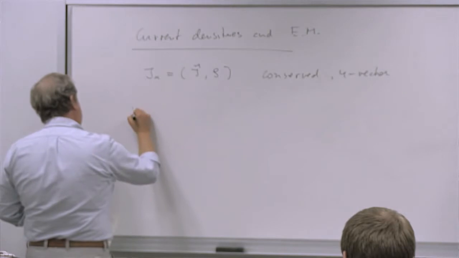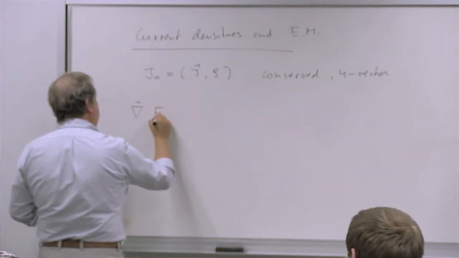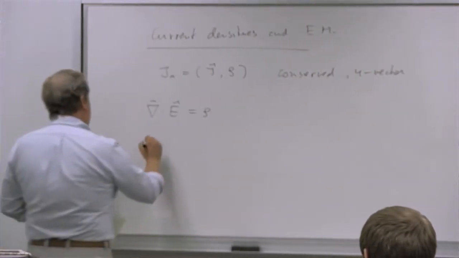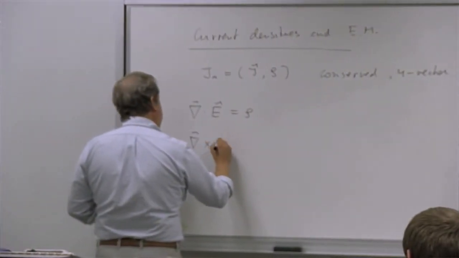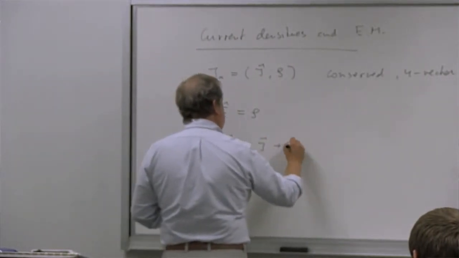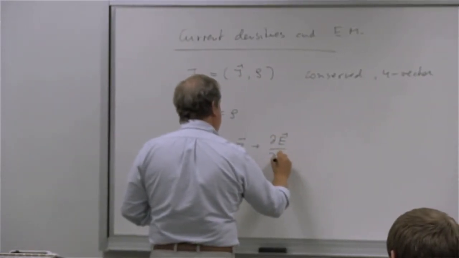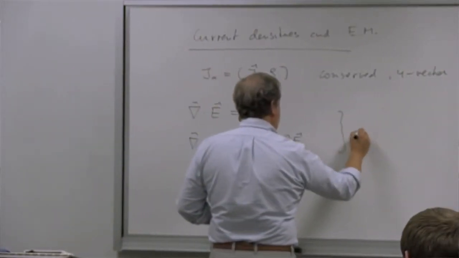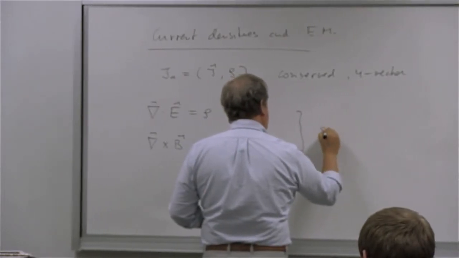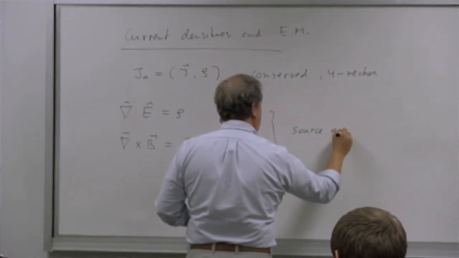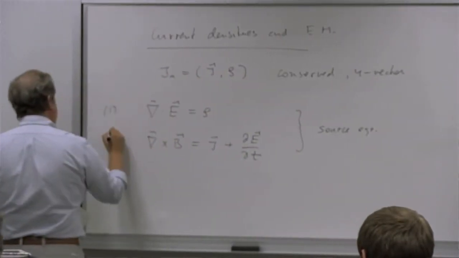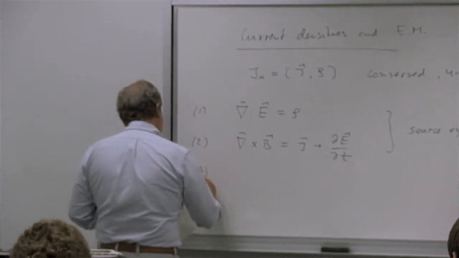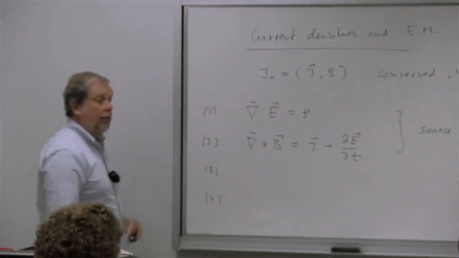So for the electromagnetic field, we have the divergence of E is equal to rho, and the curl of B is equal to J plus dE by dt. And so these are the two source equations, if you want. We're going to call these 1 and 2. And then we have the other two equations, 3 and 4, which do not involve sources.